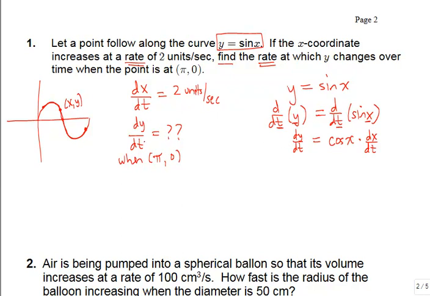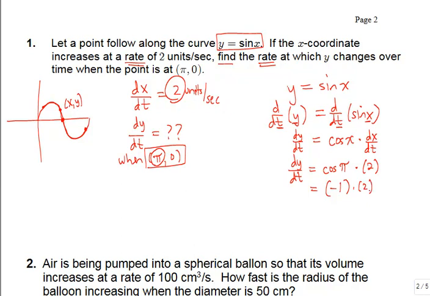Now we're looking for dy dt, so I'm going to leave this side dy dt. But I do know what x is because we are on this point pi comma 0, which would be right here. And the x coordinate of that point is pi. So I can substitute in now a pi for x. And then I also know what dx dt is. That's this 2. So we're going to plug in a 2 right there. Now remember your unit circle. What's cosine of pi? That's the same as 180 degrees. So that's a -1.